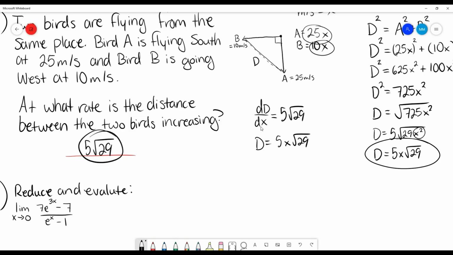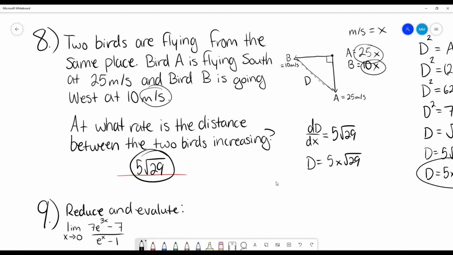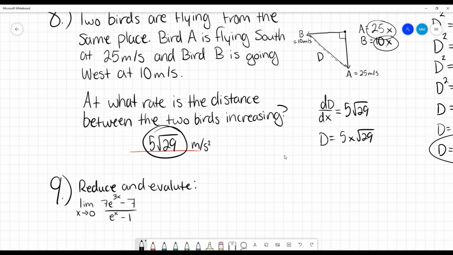That is our answer. And because they were going at a rate of meters per second, I believe this would be meters per second squared, but don't quote me on that.